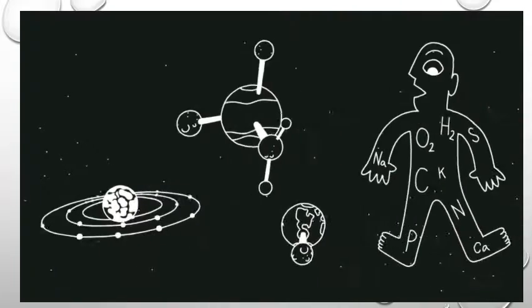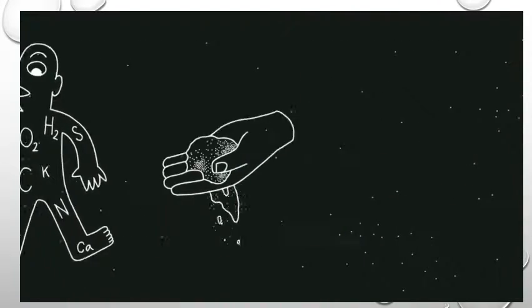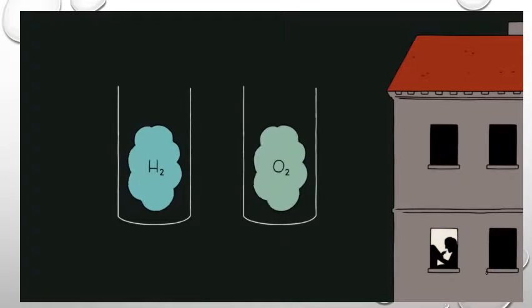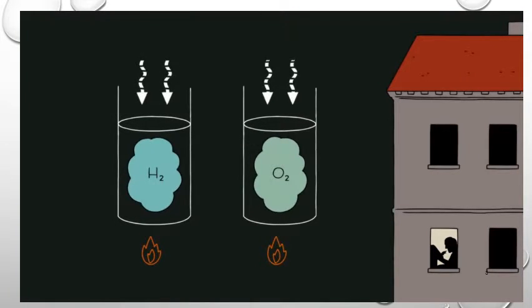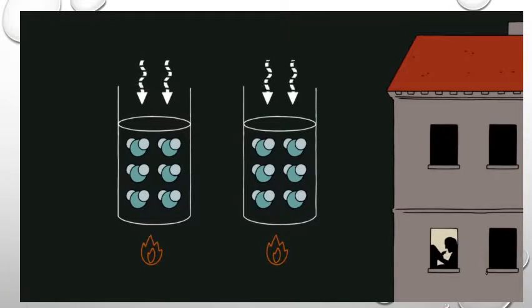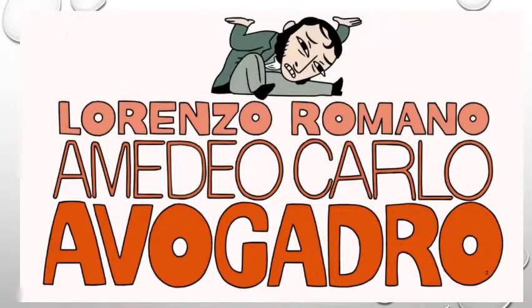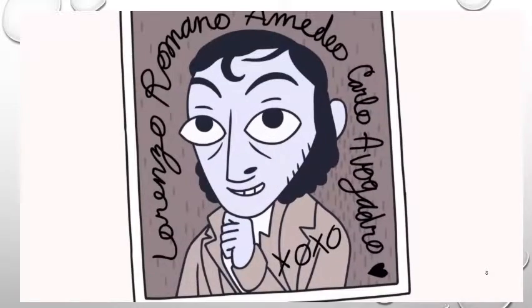Have you ever wondered how many atoms there are in the universe, or in your body, or even in a grain of sand? Scientists have wanted to answer that question, but how do you count something as small as an atom? Well, in 1811, someone had an idea that equal volumes of gases at the same temperature and pressure would contain an equal number of particles. His name was Lorenzo Romano Amedeo Carlo Avogadro. Wonder how long it took him to sign autographs.